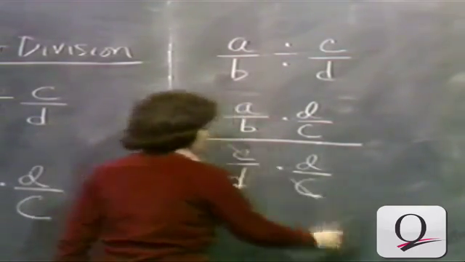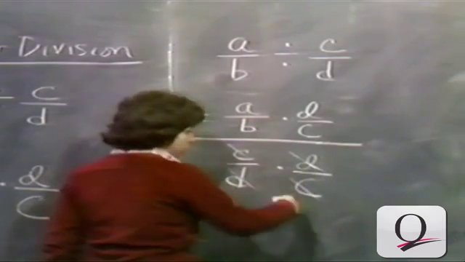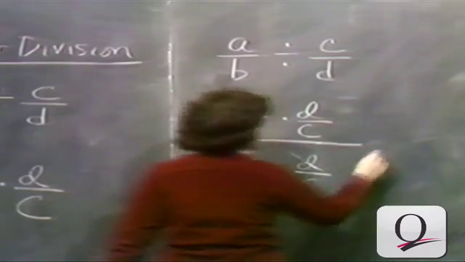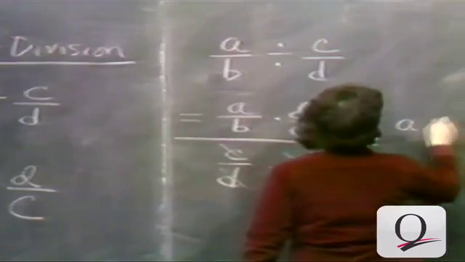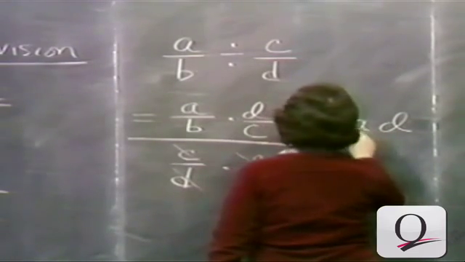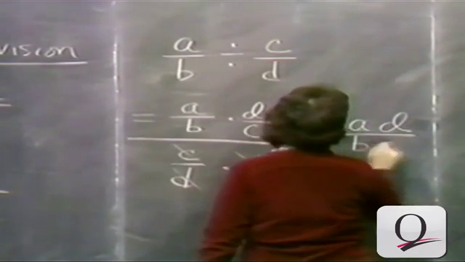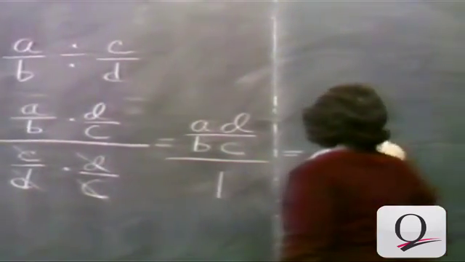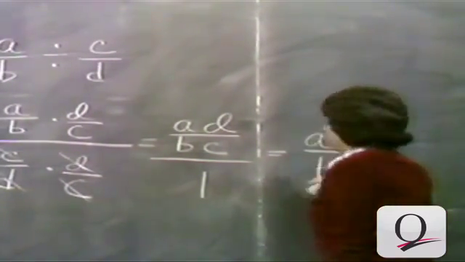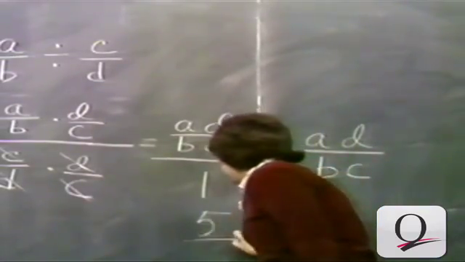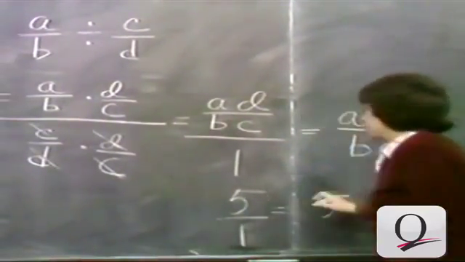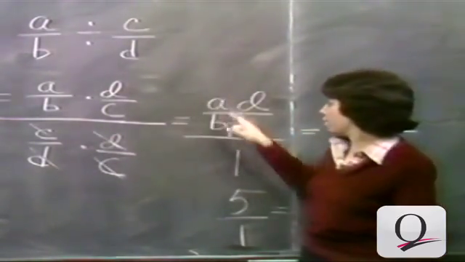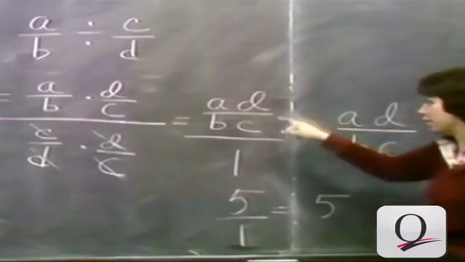The C's cancel, the D's cancel, and all we're left with in the denominator is 1. So this is just going to have a value of 1. This is AD over BC all over 1, which of course is just AD over BC. Right? If you have 5 over 1, that's the same as 5. Okay, so in doing this, we're left with 1 in the denominator, and the top A over B times D over C, or AD over BC.